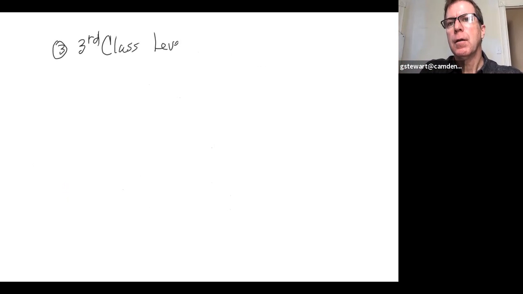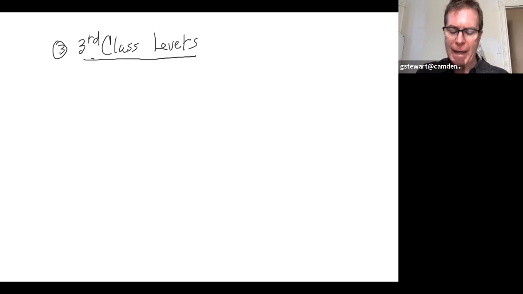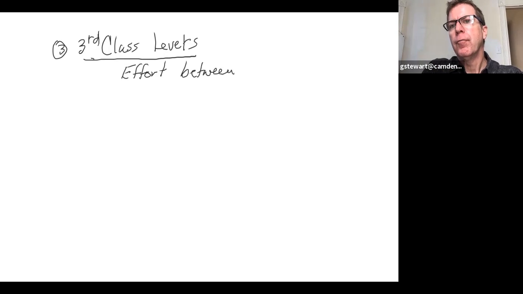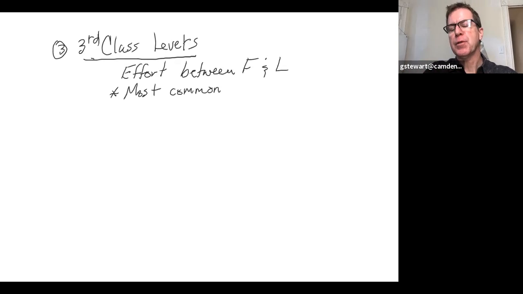Most joints and muscles and levers in the human body act as third class levers. In this, I'll define it for you. The effort lies between fulcrum and load. So this is the most common type in the human body, not outside of the body per se. So most common type in the body, and it always produces mechanical disadvantage.